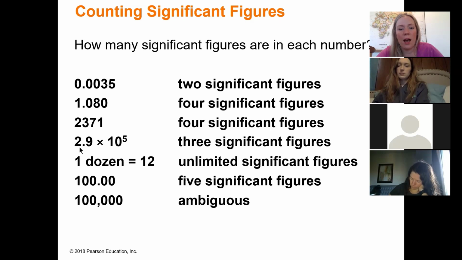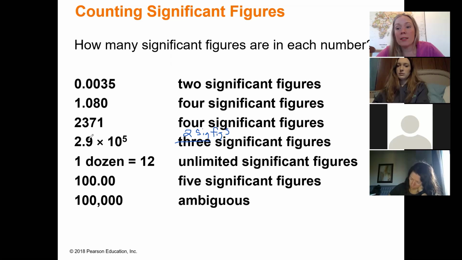This one's wrong. It says 2.9 and it says 3 sig figs. That should be 2 sig figs. If I wanted it to be 3 sig figs, I would write it as 2.90 times 10 to the 5th. Putting the 0 there would bring it out to 3 sig figs.